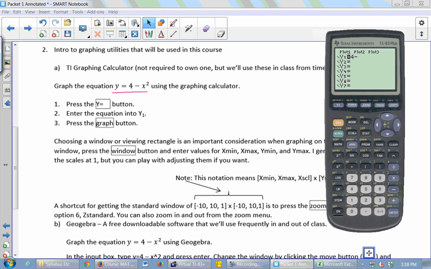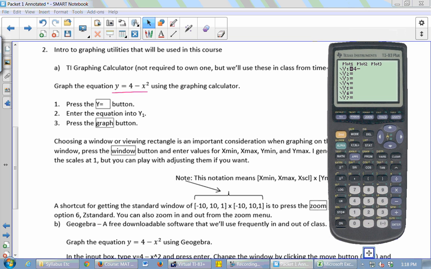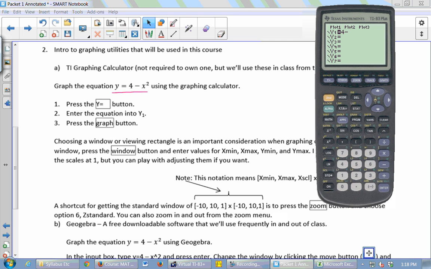My x button is this button right here. This button right here, it says X, T, theta, n. That is your variable button. Whenever you want to use a variable, that's your button. So x. And then to raise things to a power, you have a special button for squared. For any other power, you use the little caret. Little caret means like raise up to. So I'll use that just because it's more general. X squared. Okay, so we entered into y1, and then we're going to press the graph button, which is the upper right.